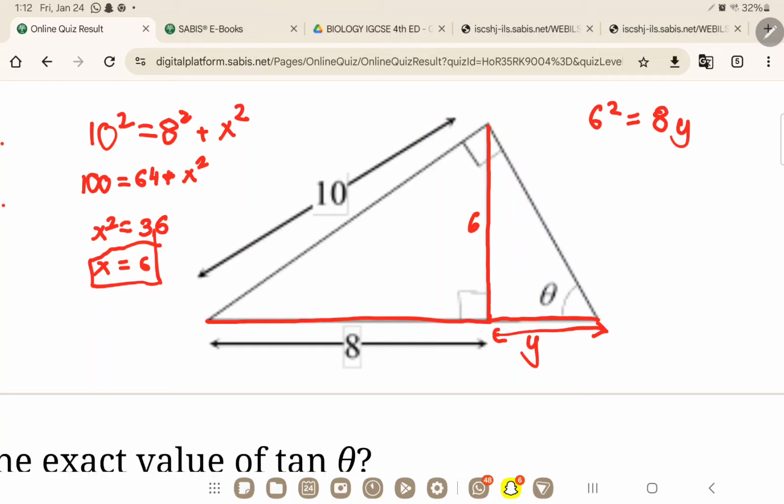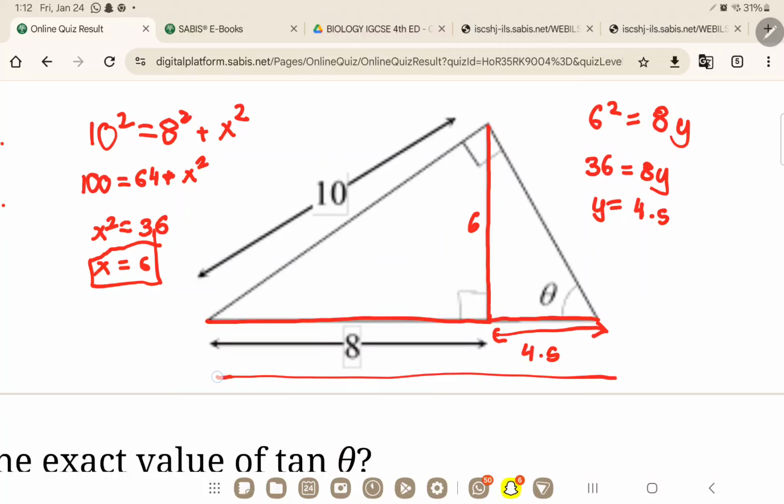So 8y. Altitude squared equals first part of hypotenuse times second part of hypotenuse. So 36, which is 6 squared, equals 8y. Y will be, let me do it really quick on my calculator, 36 divided by 8, which is 4.5. So this side is 4.5, making the whole big hypotenuse 12.5, whatever the measurement is.